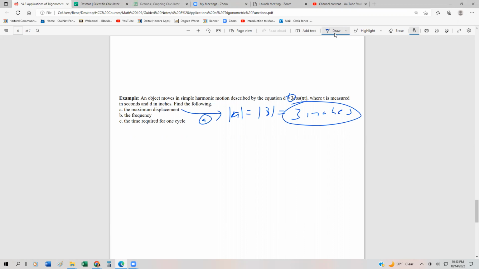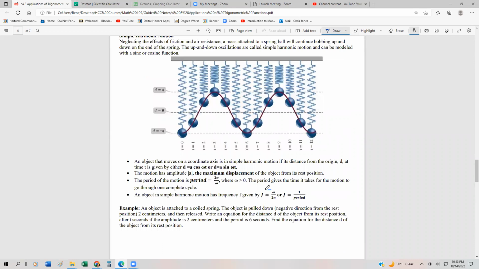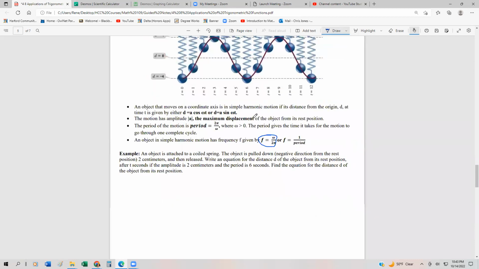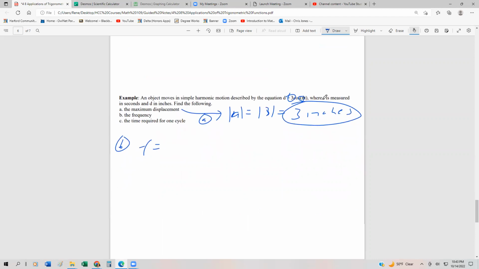So for the frequency, frequency is going to be equal to our omega over 2 pi. So we go back up here and we see the frequency right here, omega over 2 pi. In this case, omega is going to be pi. So it's whatever the coefficient of t is. So we see omega equals pi.